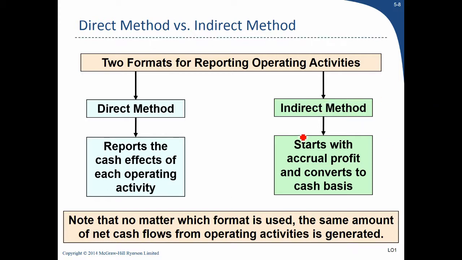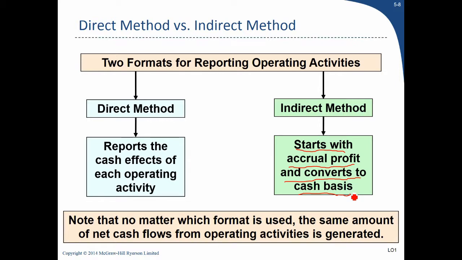So what's important to note under the indirect method is we start with accrual profit and convert to cash basis. So there's a lot of information in that sentence. Remember how the income statement and the balance sheet don't care about when cash is received, right? We care about when the expense is incurred or when revenue is earned. That's been the whole focus for the last 3 weeks. How do you book an entry to recognize an expense and a payable, or to recognize a revenue and an asset, regardless of when cash is received.